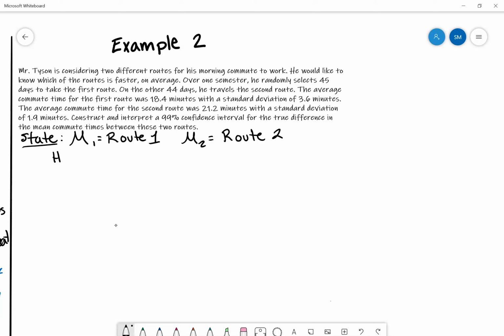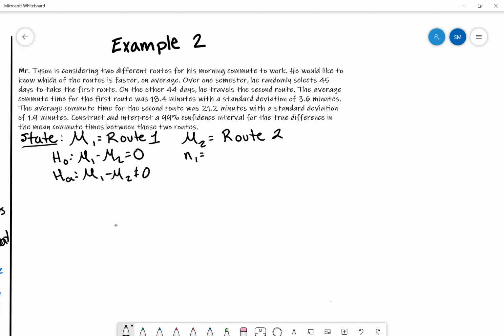So the first thing that we're going to do is look at our null hypothesis. Your null hypothesis never changes. It's that there is no difference. The alternative hypothesis is that one is faster. We don't know which one though. So we're just going to check to see if there is a difference. Okay, so then we need to figure out all of our good information.